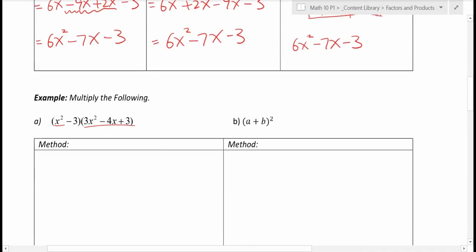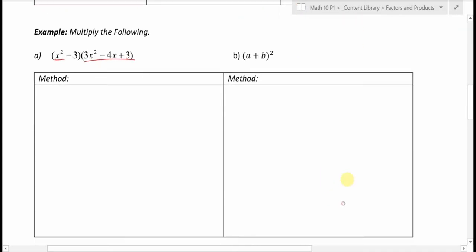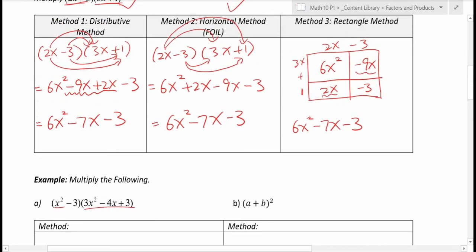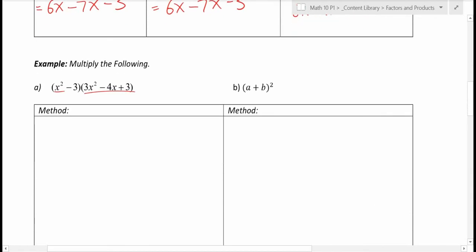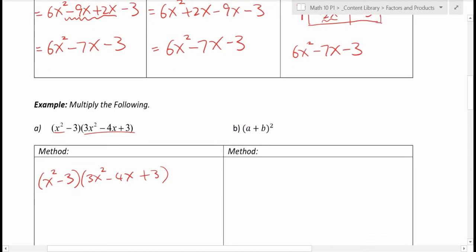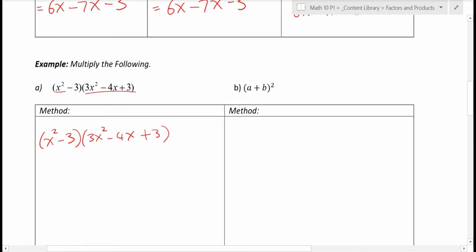All right, so there are two examples here. I will use the FOIL method for one, and I'll use the rectangle method for the other one. I'll just use the FOIL method in this case. In this case, it's more than just FOIL, because FOIL is first, outside, inside, and last, but this one has more terms than that. But it's the same thing.